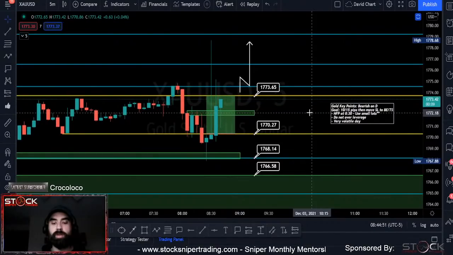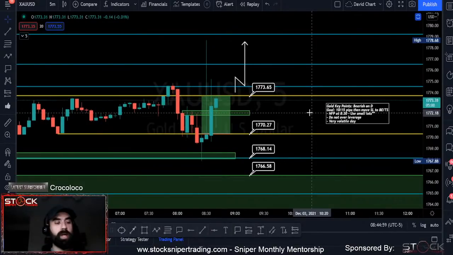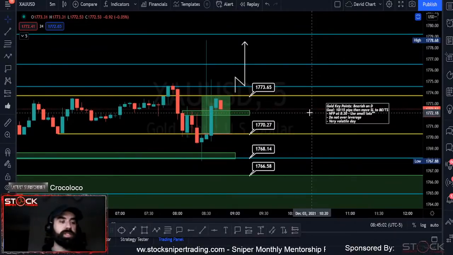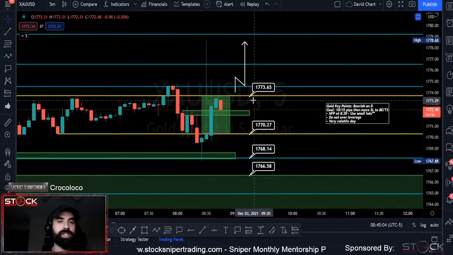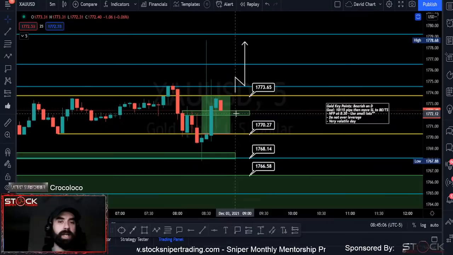Perfect, guys. There's the gold rise now. Here's the overall resistance forming, getting resisted at 1773. Here's the overall demand that we're watching.